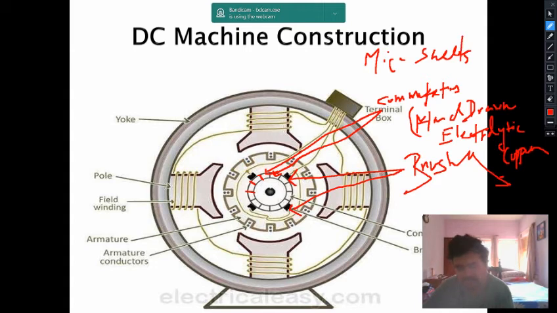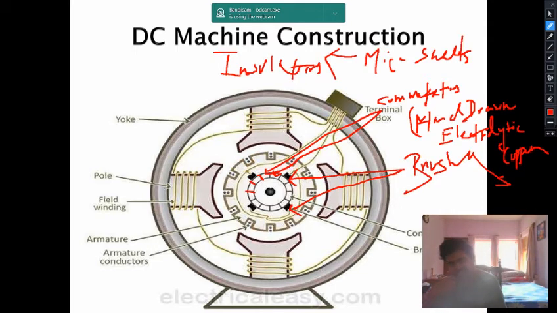Why mica sheets are used? Because mica sheets will act as insulators. So to avoid short circuiting between two adjacent commutator segments, we will use mica sheets.